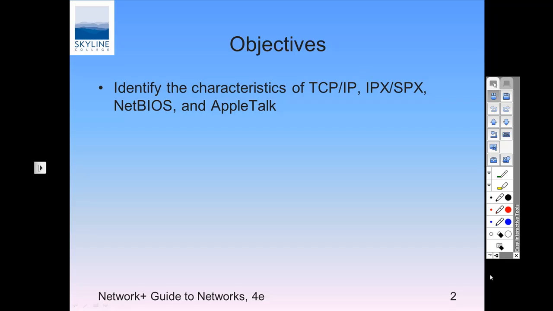The objectives of this one: identify the characteristics of TCP/IP, IPX/SPX, NetBIOS, and AppleTalk. We'll spend, hopefully, about 32 seconds on IPX and AppleTalk. The reason is, they're not used anymore. TCP/IP is the protocol of the Internet, so that's the one that we use everywhere. NetBIOS is still functional. Microsoft says you don't need it anymore, but that's not entirely true. The operating system itself doesn't need it, but a lot of applications still do. So we'll talk very briefly about that.